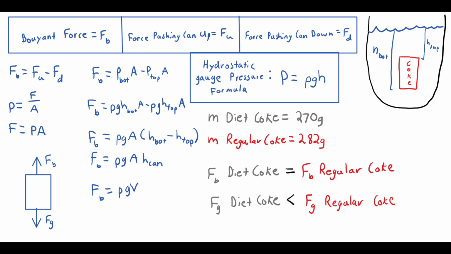And as shown on the right side, the mass of Diet Coke is 270 grams, while the mass of regular Coke is 282 grams. And since the buoyant forces are the same for both Diet Coke and regular Coke, since density, gravity and volume are the same or constant for both of them, but the mass is greater for regular Coke, the force of gravity pulling it down is greater for regular Coke. That's why regular Coke sinks, because the buoyant forces are the same going up, but regular Coke has the additional gravity force pulling it down, causing it to sink to the bottom of the jar.